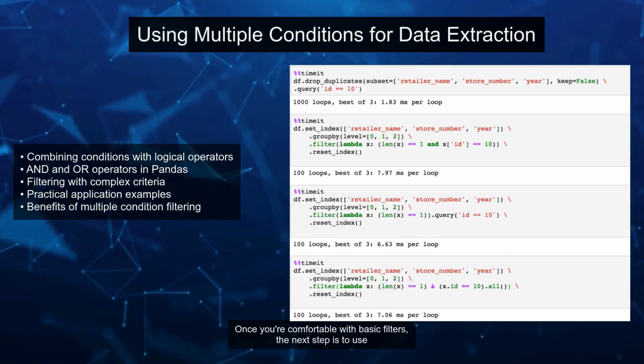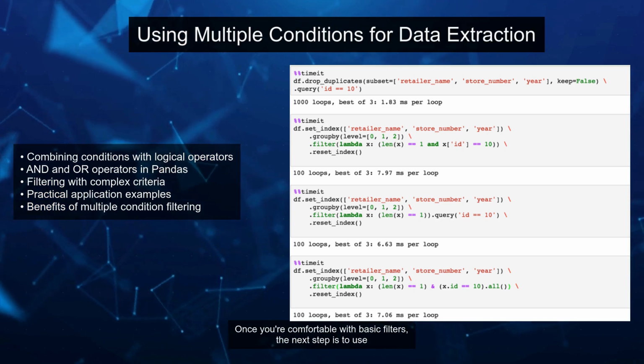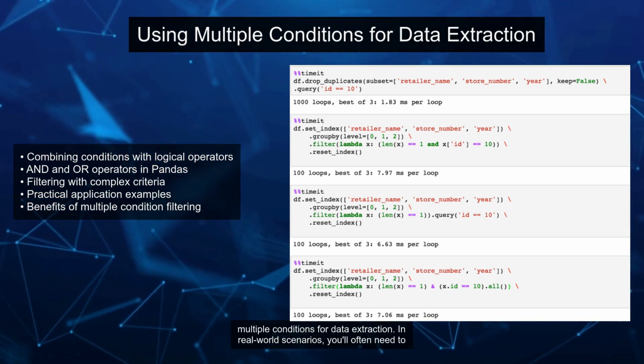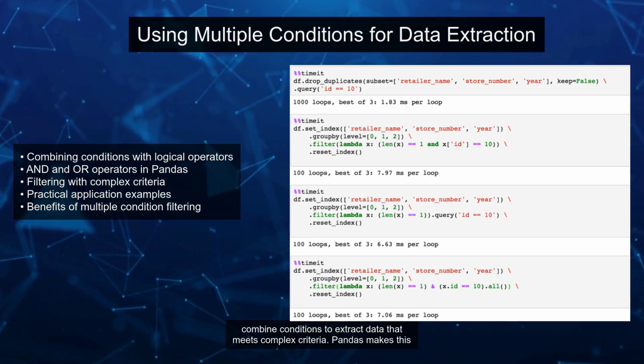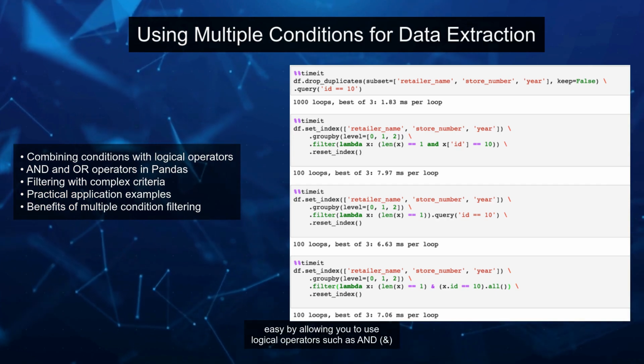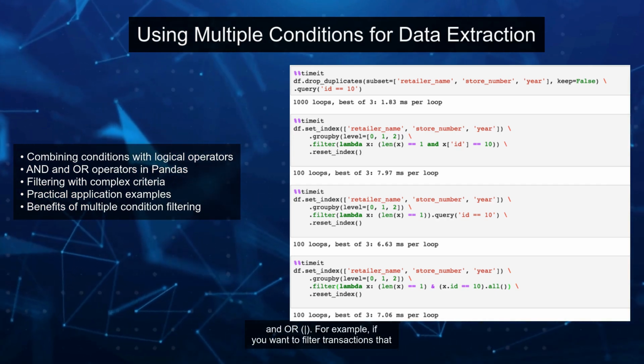Once you're comfortable with basic filters, the next step is to use multiple conditions for data extraction. In real-world scenarios, you'll often need to combine conditions to extract data that meets complex criteria. Pandas makes this easy by allowing you to use logical operators such as and, or, and the vertical bar.